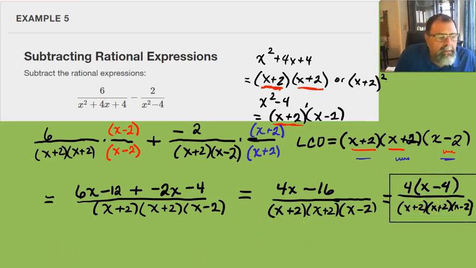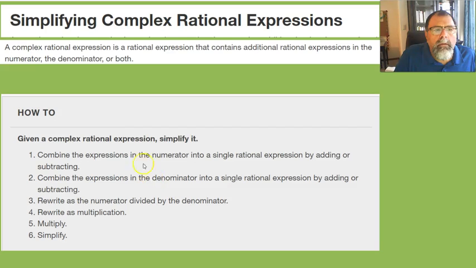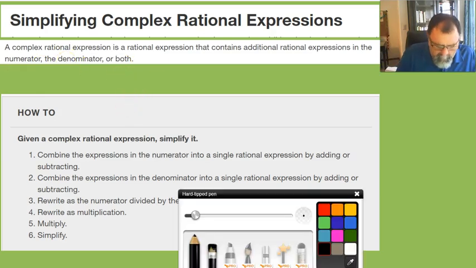All right, so let's look at the next one. So moving on to the last learning objective, simplify complex rational expressions. A complex rational expression is a rational expression that contains additional rational expressions in the numerator, the denominator, or both. Okay, so an example would be, let's just do a fraction, right?